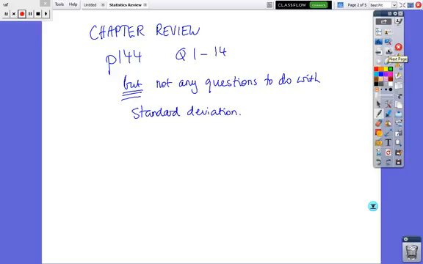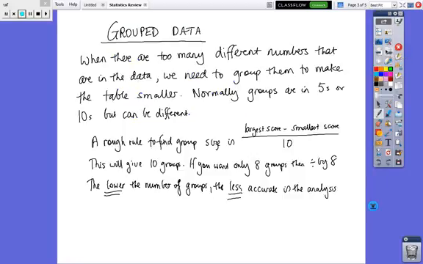Okay, and then on the next page, there's the chapter review. So that'll be what we'll be looking at over the next day or two. But you're not going to do any questions on standard deviation. Okay, so that's what we're doing over the next few lessons. Okay, so let's look at group data.